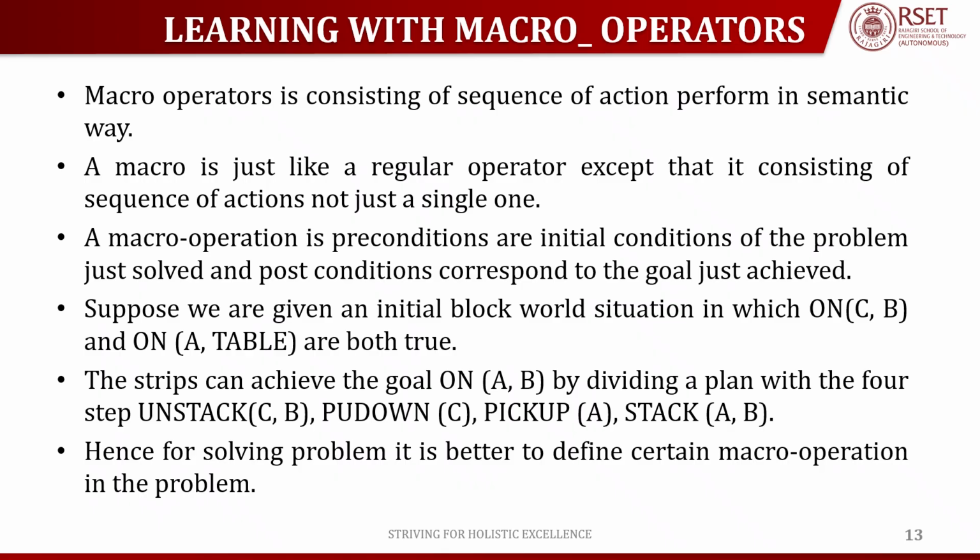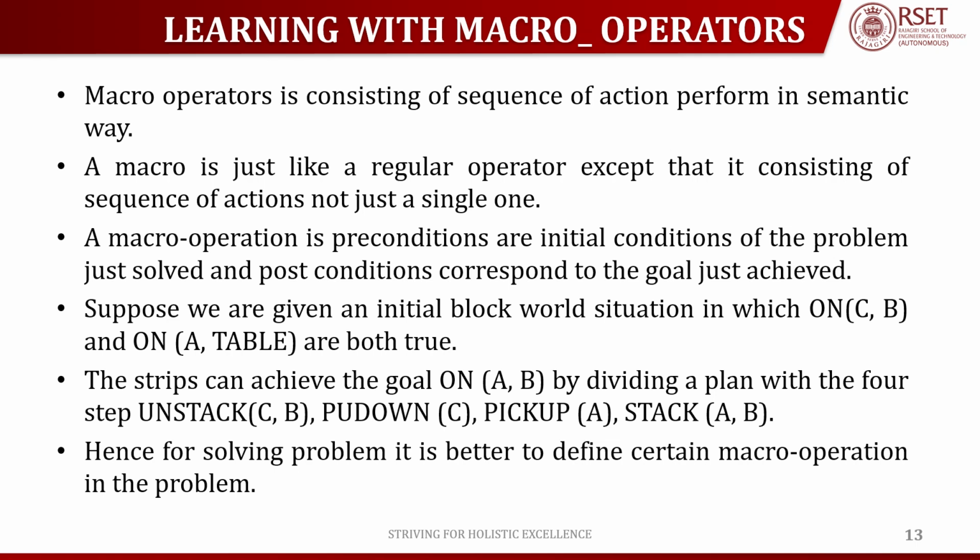In artificial intelligence also, frequently occurring sequences of operations can be grouped into macros. Using a macro allows the system to perform complex procedures very quickly and reduces computational effort. Suppose we are given an initial blocks world situation in which on(C, B) and on(A, table) are both true. This we already saw in our previous module, goal stack planning, and the same example is repeated here.